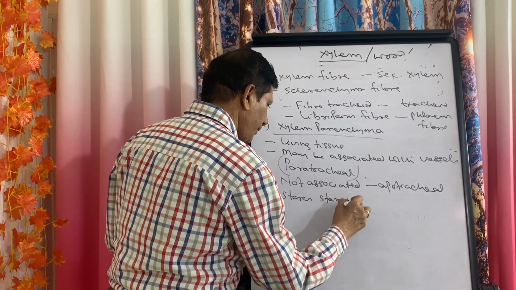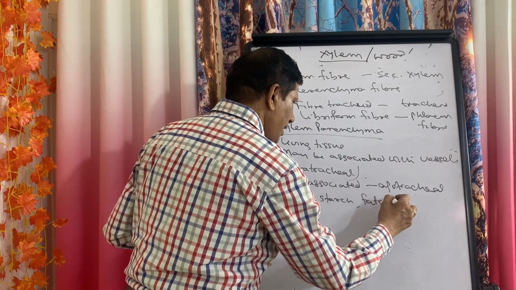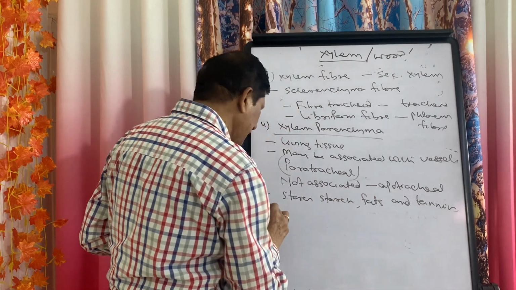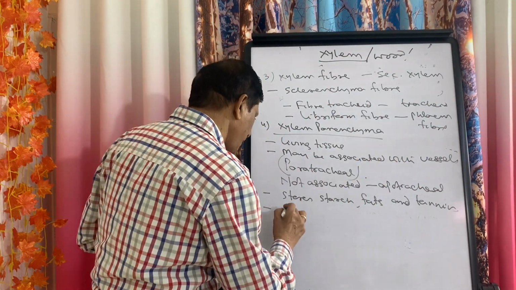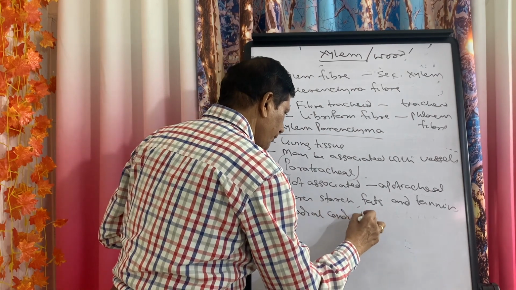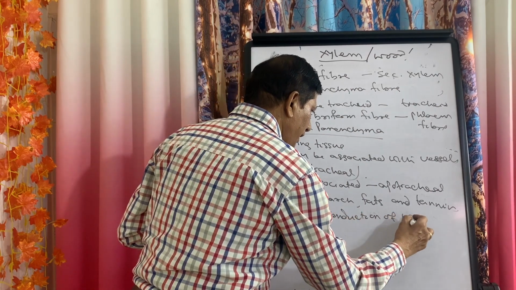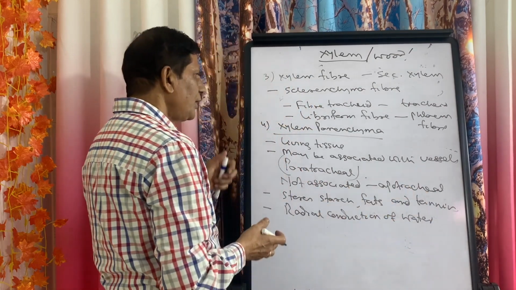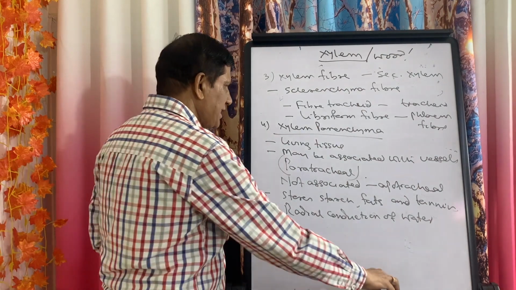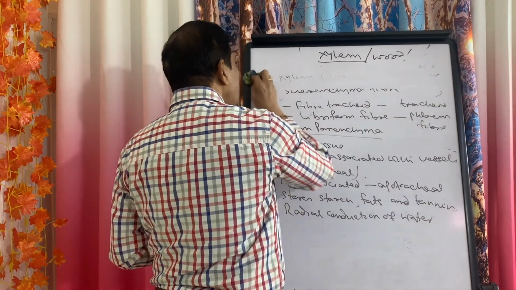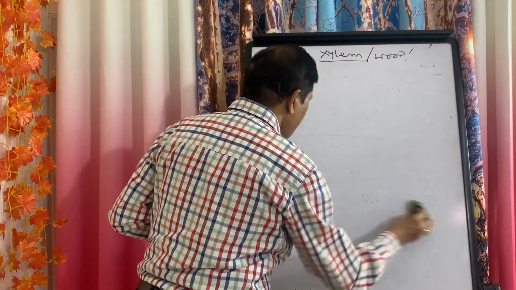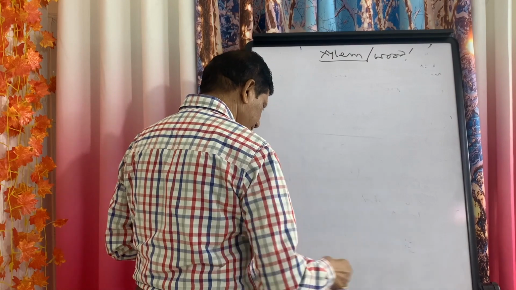The main function of the xylem parenchyma is usually that it stores starch, fats, and tannins. Also, it helps in radial conduction of water. So these are the functions. Now, sometimes what happens? The xylem parenchyma protrudes into the lumen of the xylem to give rise to tyloses. It's very important.